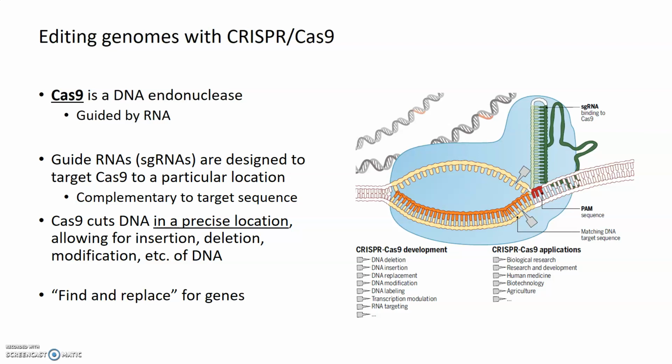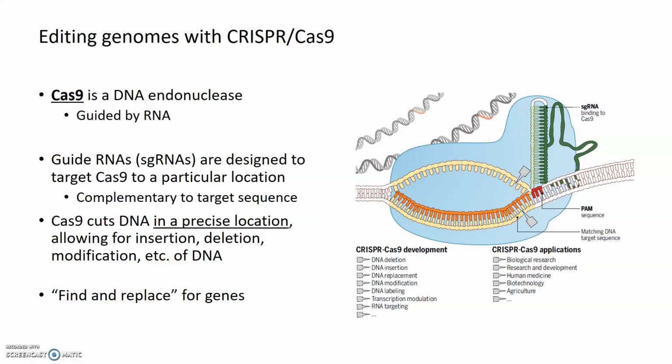And so it's been likened to cut and paste for genes, but I kind of like to think of it more as a find and replace, where the guide RNAs help Cas9 find all of the places in the genome that they're complementary to, and then guide it, and then Cas9 can replace whatever gene you're interested in.